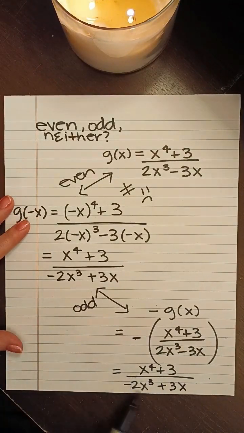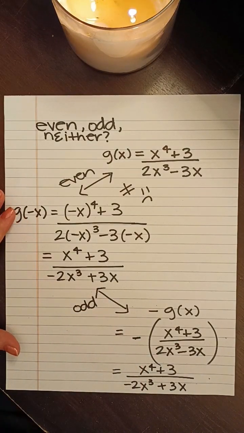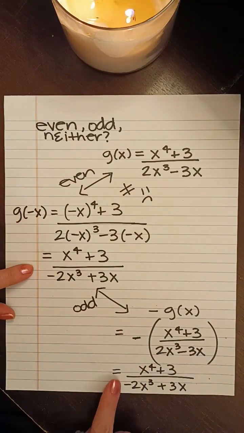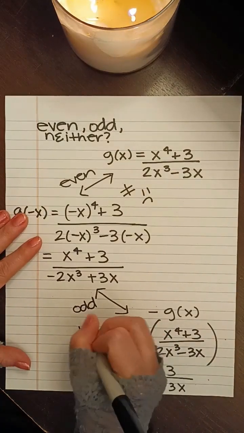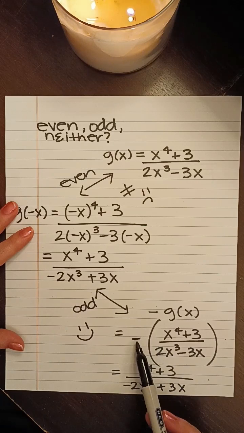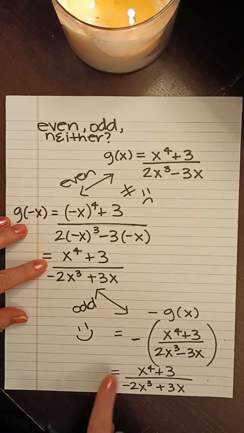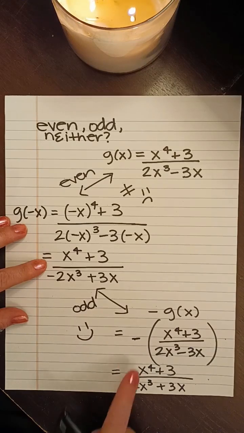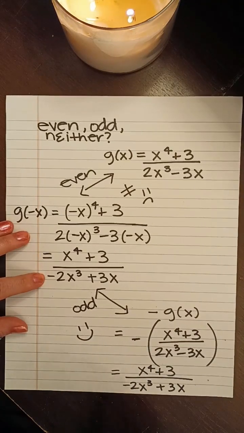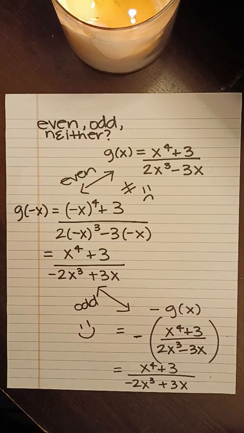So I can see this is the same as this. So g of x is odd because these two results are the same. Now, if I had chosen to distribute the negative sign through the numerator, it wouldn't have looked the same. So then you would try the denominator. So try both and see if you get the same result as g of negative x. And if one of those is the same, then the function will be odd.